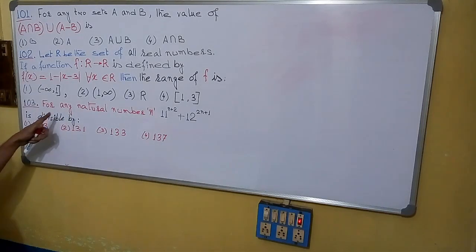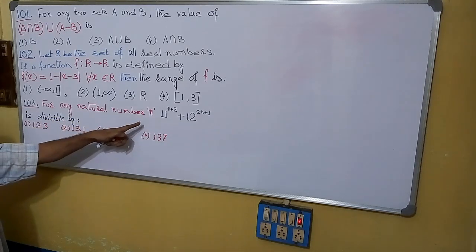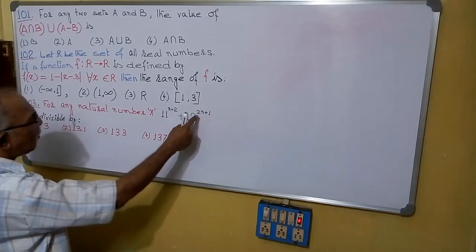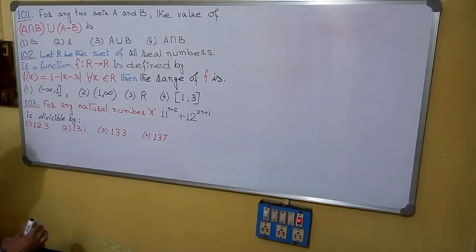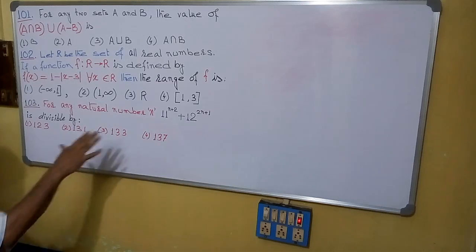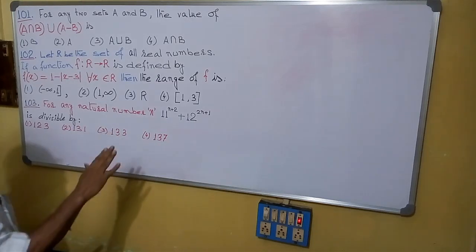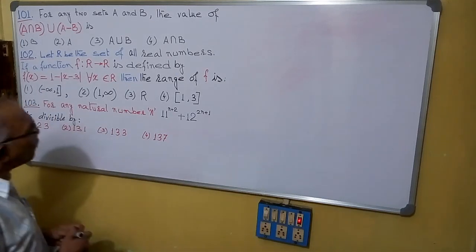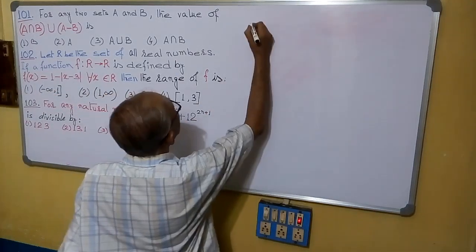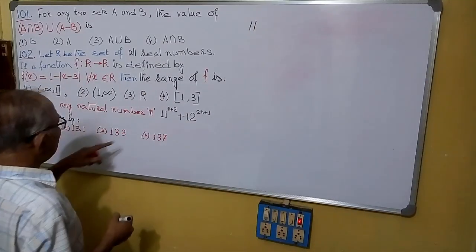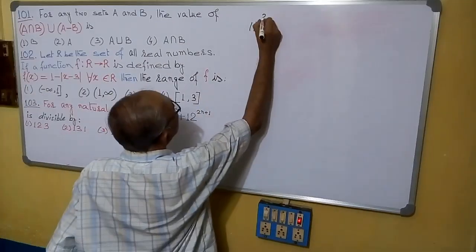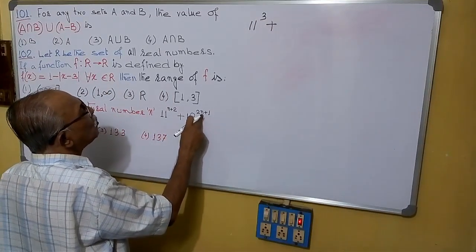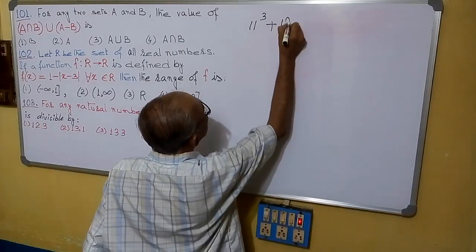Now, for any natural number n, 11 to the power n plus 2 plus 12 to the power 2n plus 1 is divisible by one of these. See, for this type of sums, it is easy to put some value of n. Since it is a natural number, we will put the lowest value. So n is 1, 11 to the power 1 plus 2 is 11 cube, plus 12 to the power 2 into 1 plus 1, that is 3, plus 12 cube.